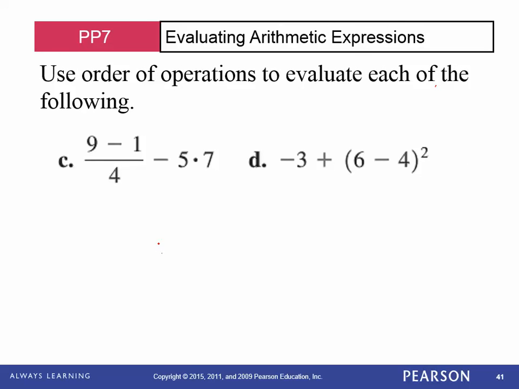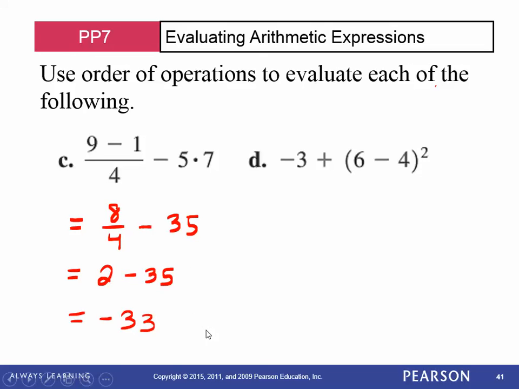Alright, and then let's try this one here. Again, whenever you see quotients, you've got to simplify the quotient first before you can do anything else. In this case, 8 divided by 4 is going to be a 2, and then 2 subtract 35 would make a negative 33. On the other side, anything in parentheses has to be done as well. So 6 minus 4 is a 2. Got to square the 2, makes a 4. And then eventually you get yourself a 1.